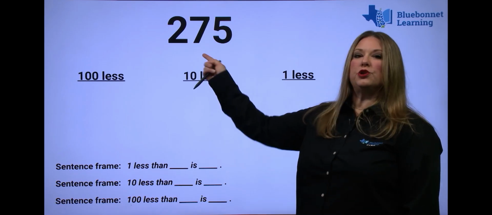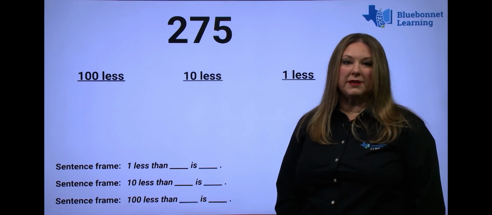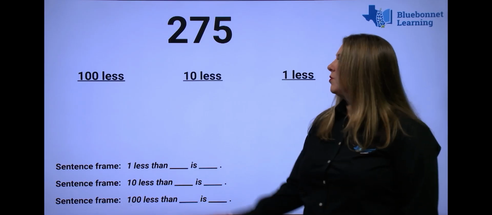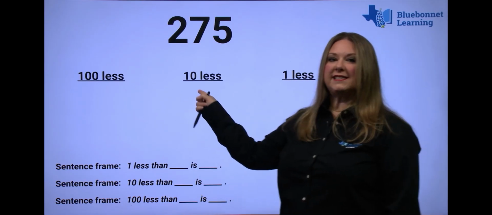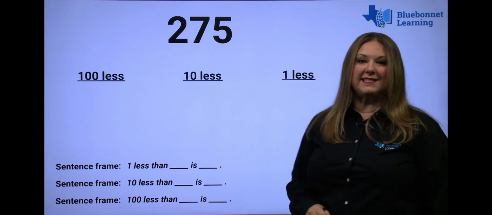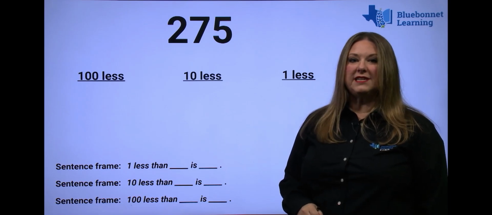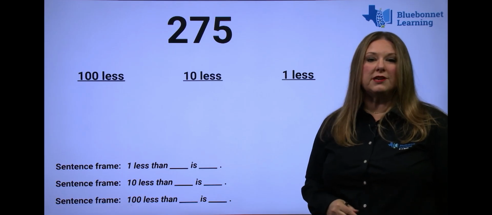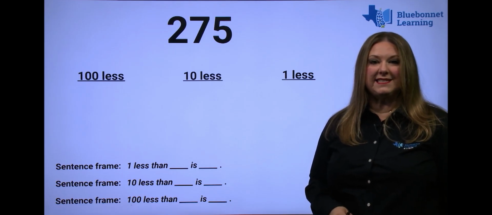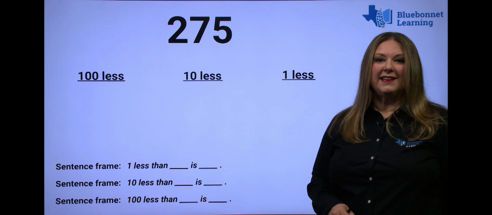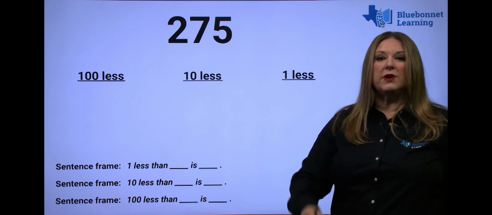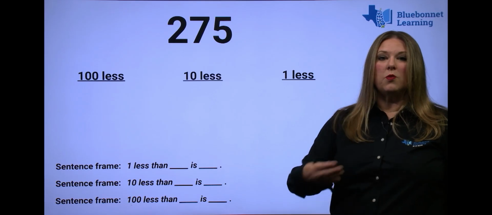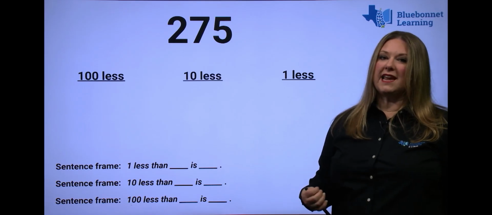Now, build 275 on your place value chart. This time we're going to do 100 less, 10 less, and 1 less. So let's do this together. Let's start with 1 less. What do you think you're going to do with your place value discs this time? That's right, if we're doing less, we're going to remove some or take them away. When we were doing more, we added more. Now we're going to take them away.